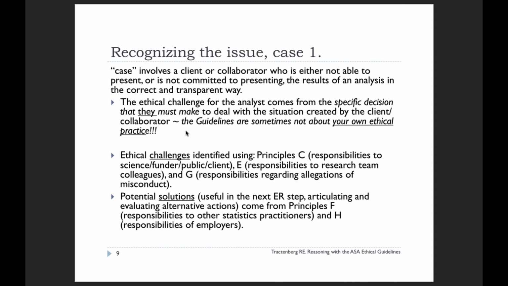So in this case, just revisiting this actual case and how it can help us to identify ethical issues, we have a collaborator who is either not able to or is not committed to the results being presented in a correct and transparent way. Again, I want to point out that the ethical challenge here for the analyst comes from something that another person is doing. You have to make a decision when you're faced with people who want you to do things that are not specifically sanctioned or ethical. The guidelines are sometimes not about your ethical practice. They're about how you react to others in an ethical way.